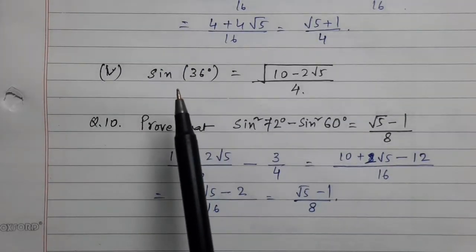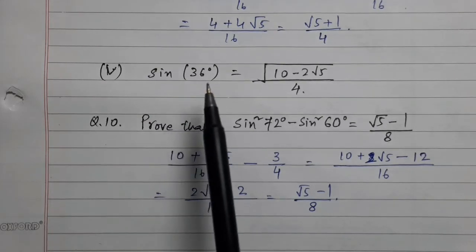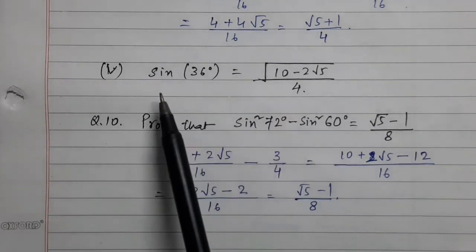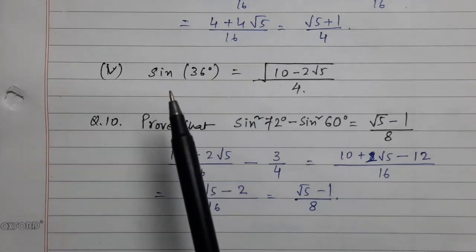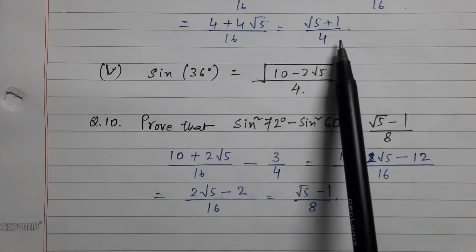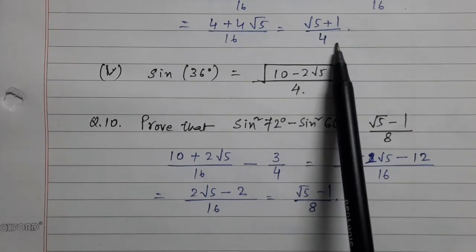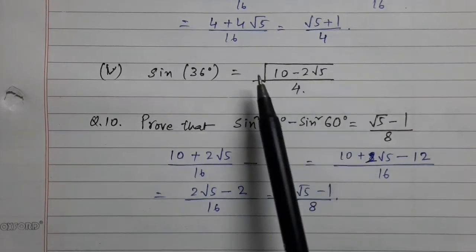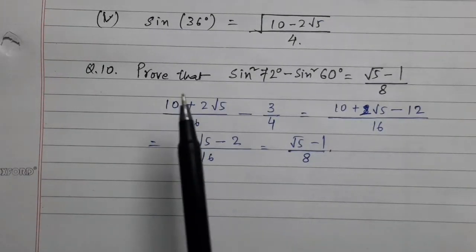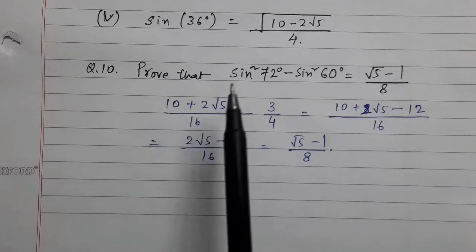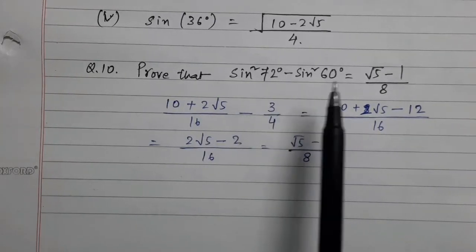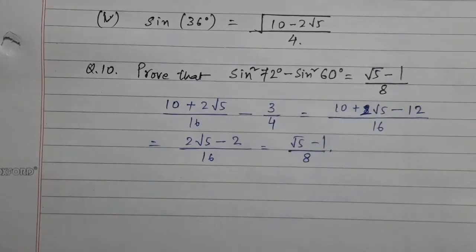Now we can also find out the value of sine 36 degree. You can use the formula sine 36 as we can write root over of 1 minus cos square 36 degree, and we can use the value of cos 36 degree here and find this value. Now let's see this question. It is given, prove that sine square 72 degree minus sine square 60 degree is equal to root 5 minus 1 by 8.